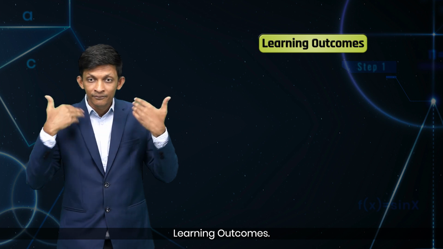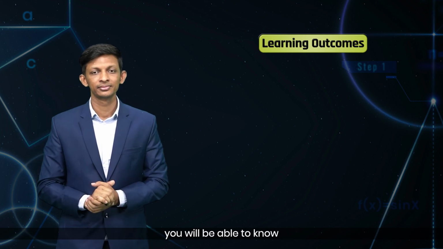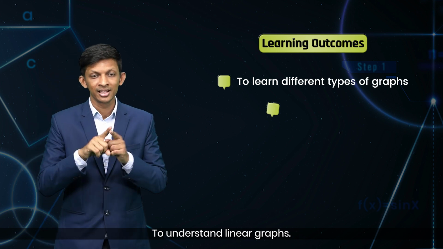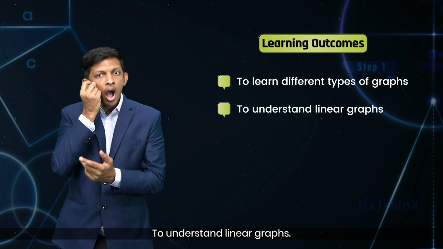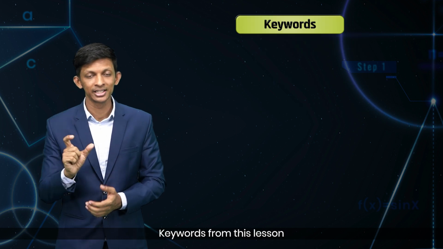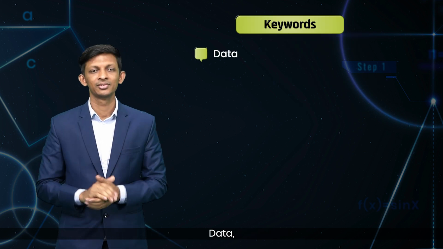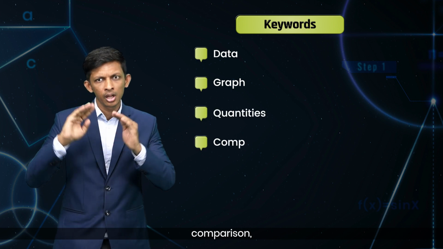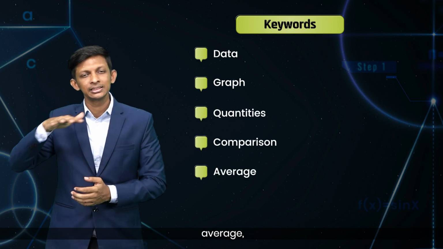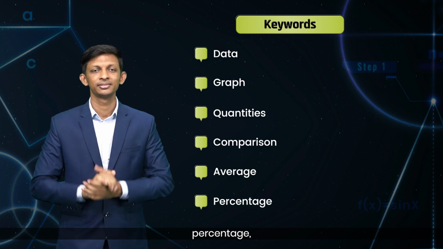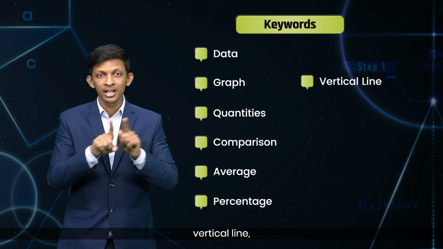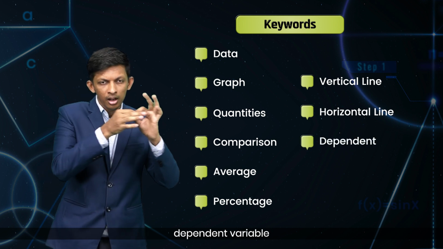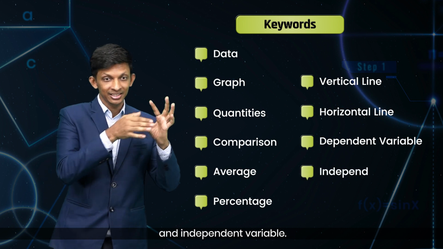Learning outcomes. After the completion of this lesson, you will be able to learn different types of graphs and to understand linear graph. Keywords from this lesson are data, graph, quantities, comparison, average, percentage, vertical line, horizontal line, dependent variable and independent variable.